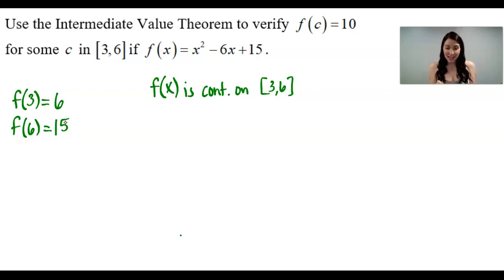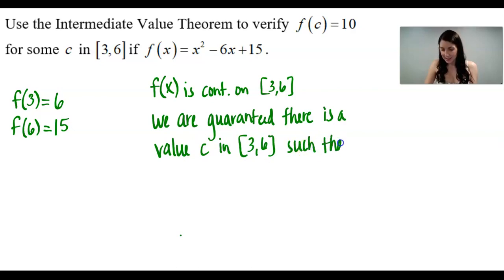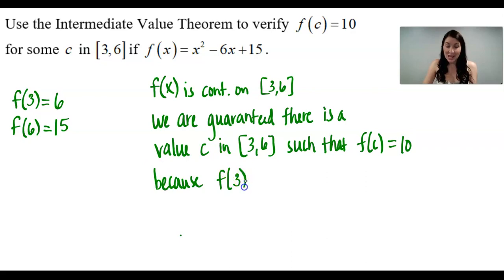So back to our justification, since f of x is continuous on 3, 6, we are guaranteed there is a value c in the closed interval 3 to 6 such that f of c equals 10 because our value of f of 3, which was 6, is less than 10, and 10 is less than f of 6.